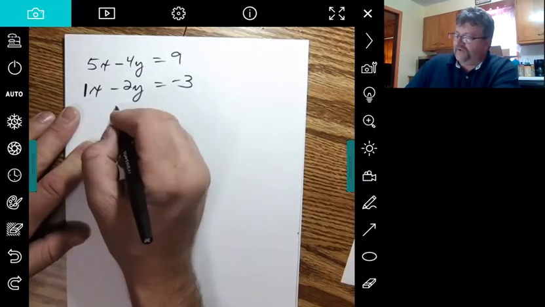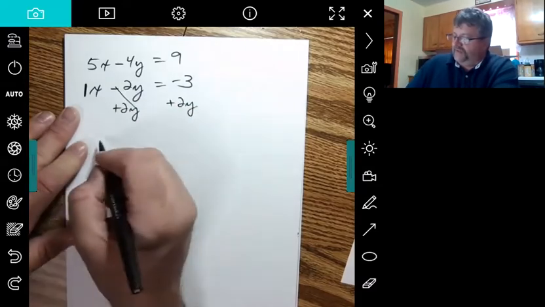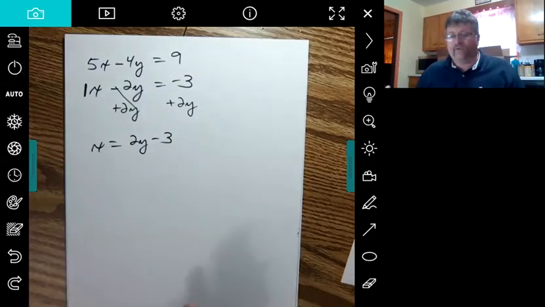So how do you solve for x? I'm going to get the 2y out of there. Add 2y to both sides. So now I've got x equals 2y minus 3. So that's one equation. That's my modified bottom equation.